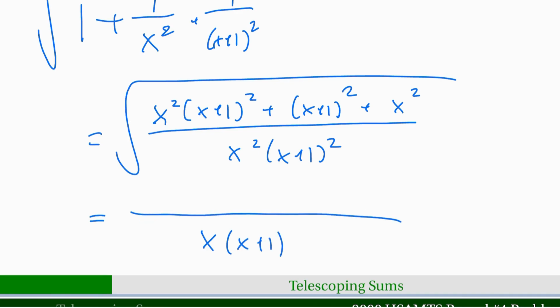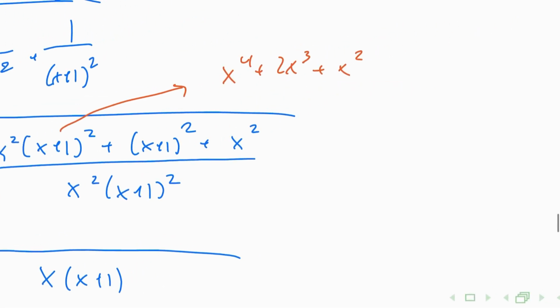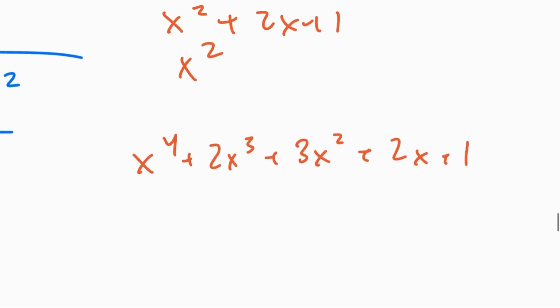The numerator, on the other hand, is not as nice. So let's try to figure out what the numerator is. This thing is x to the 4 plus 2x cubed plus x squared. And then the x plus 1 squared becomes x squared plus 2x plus 1. And then we have an x squared there. So x to the 4 plus 2x cubed plus 3x squared plus 2x plus 1. And then this thing is just x squared plus x plus 1 squared.